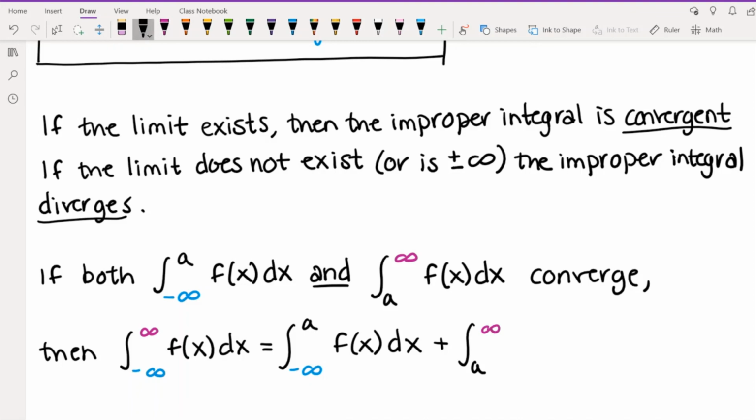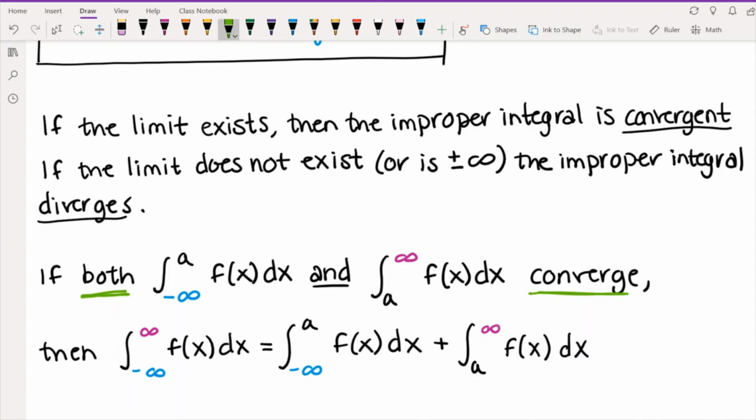So one thing I want to point out here that's really important is that in order for you to even use this method of taking this limit and splitting it into two pieces and adding them up, it needs to be true that both halves that you're breaking it up into, both of those have to converge.